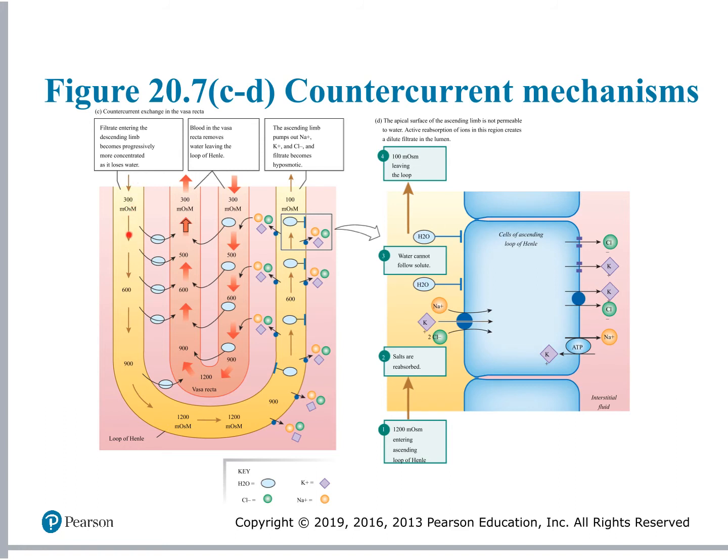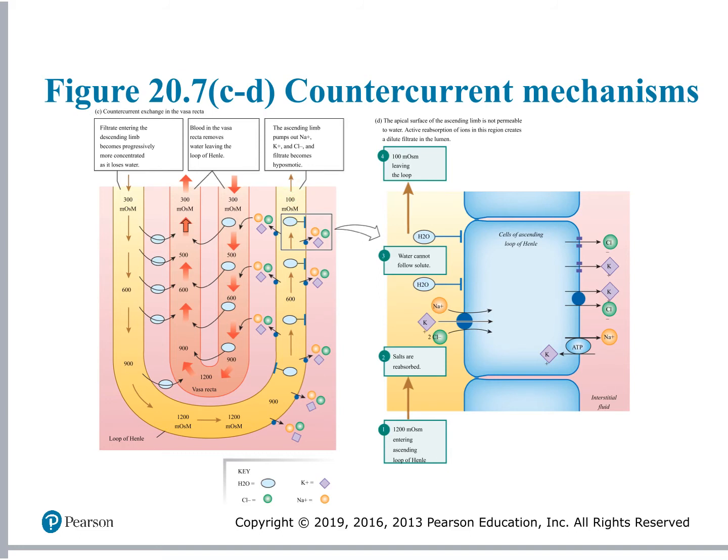So as we lose water, the osmolarity gets higher, which is why we go from 300 milliosmoles to about 1200 milliosmoles. And then when we get to the ascending limb, the water stays where it is, but now we're losing ions. So the water stays inside of the lumen. We're losing ions, so now the osmolarity gets lower. So the osmolarity as it exits through the ascending limb is about 100 milliosmoles.